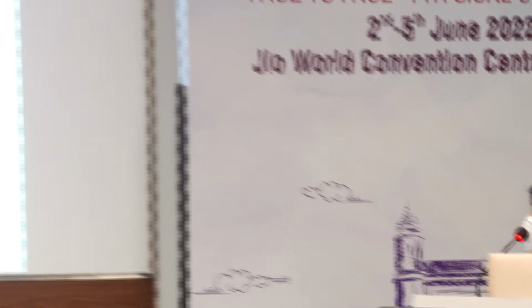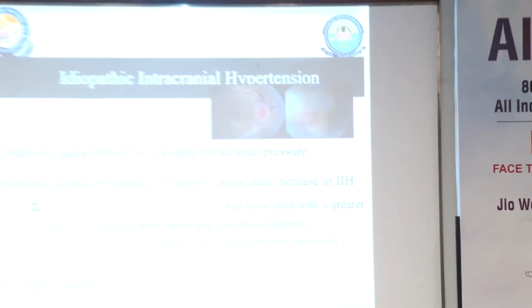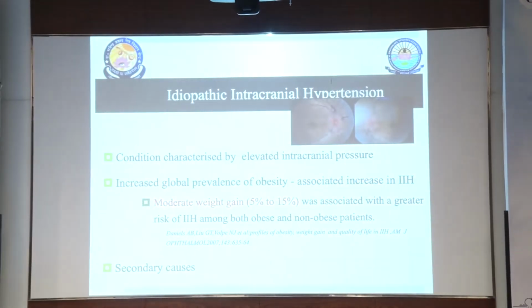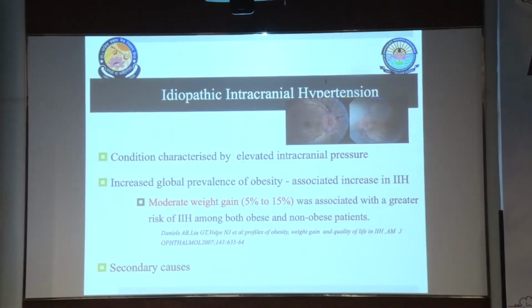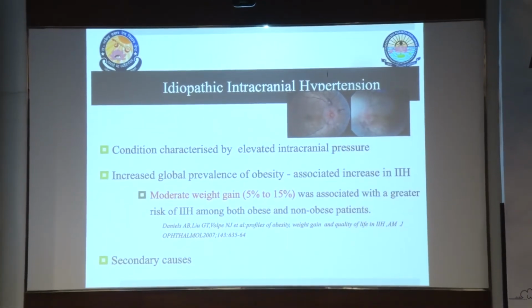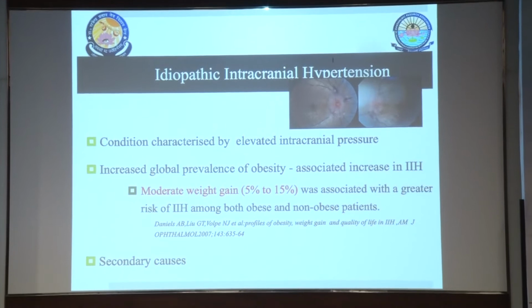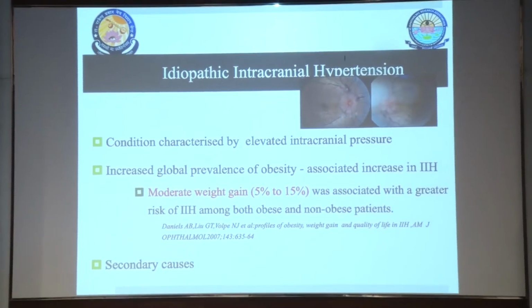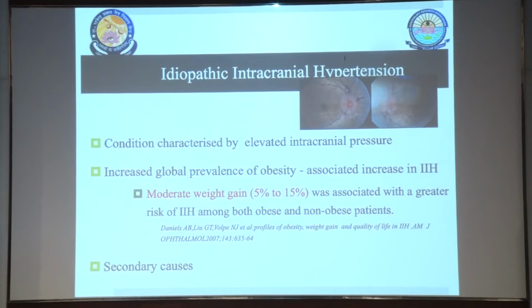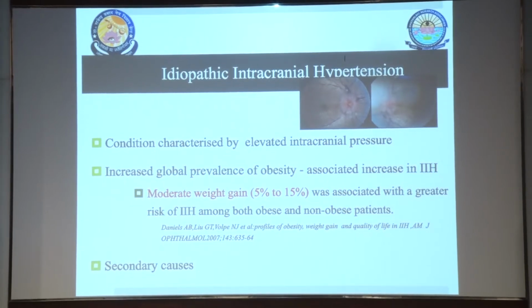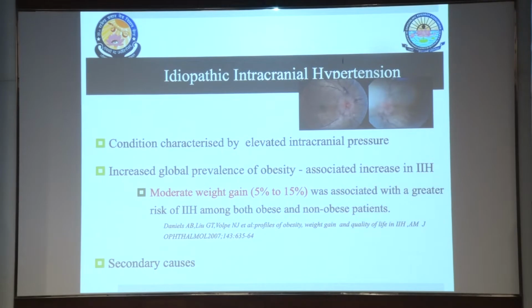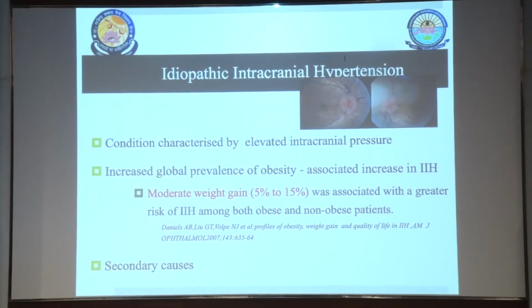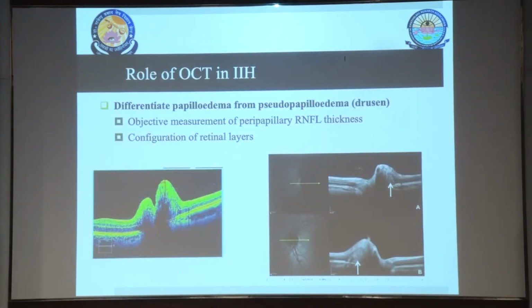And due to the increase in global prevalence of obesity, there is an increase in incidence of IIH as well. And it has been shown that moderate weight gain of around 5 to 15% is associated with greater risk of IIH in obese patients as compared to non-obese patients. Apart from weight gain, there can be secondary causes of IIH like hormonal imbalance, hypervitaminosis, PCOD.